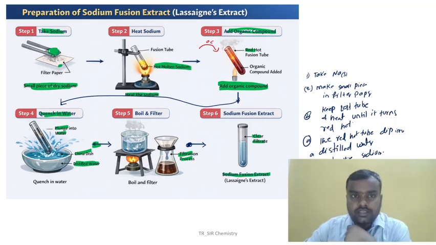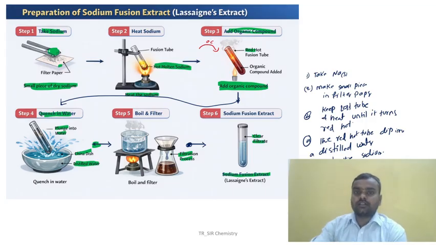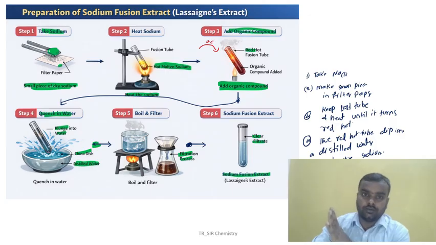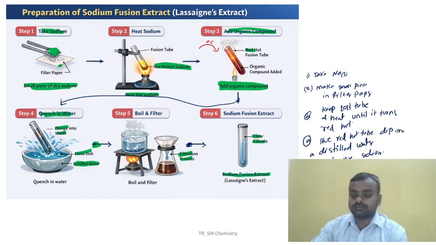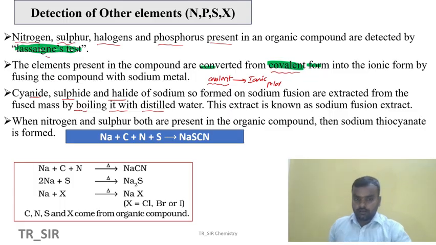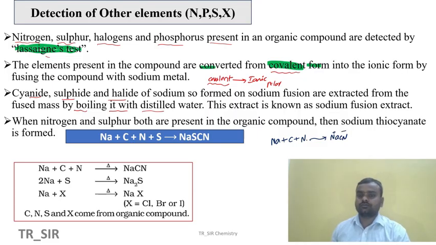The reason to prepare the sodium fusion extract is to convert the covalent compound into ionic compound, so that it is easy to identify. Now we'll see what will happen. Assume that in the given organic compound, carbon as well as nitrogen is present. You will get sodium cyanide. So see here, the sodium cyanide is now in ionic form.